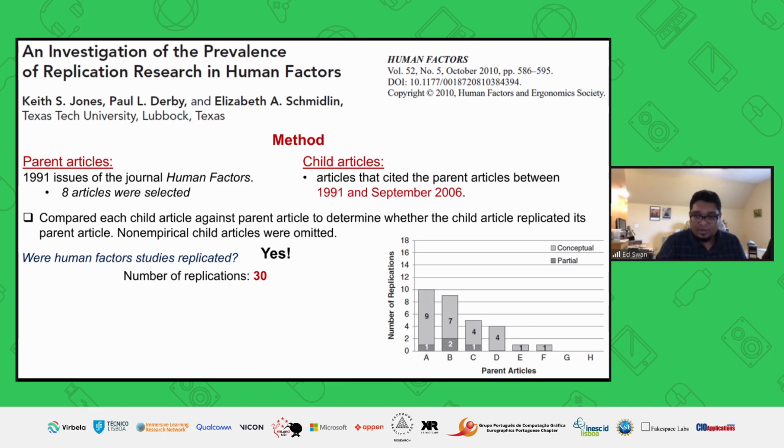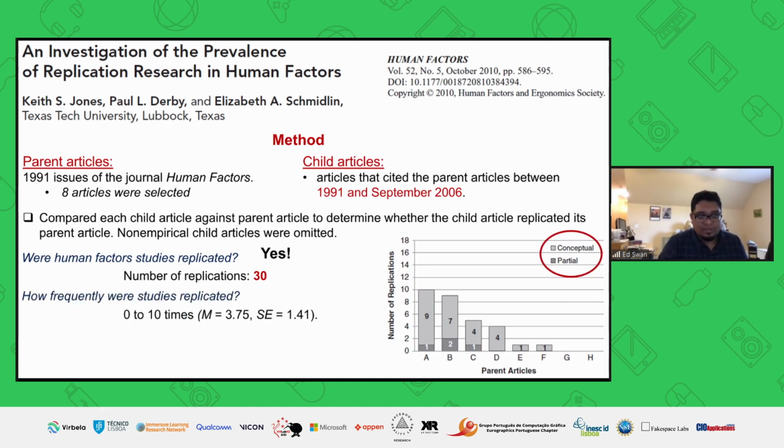If you look at this chart, you can see there are 8 parent articles, and the y-axis shows the number of replications. You can see that article A was replicated very frequently compared to articles G and H. They found two types of replication, conceptual and partial. The next question is, how frequently are studies replicated? What is the mean value here, among 0 to 10? They found the studies were replicated with a mean value of 3.75.